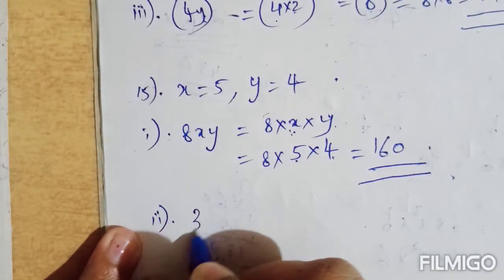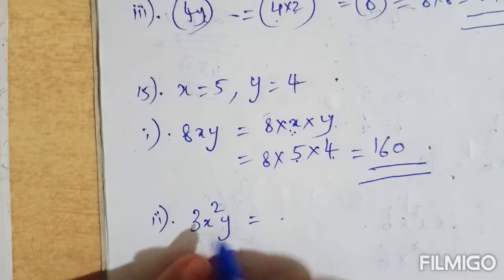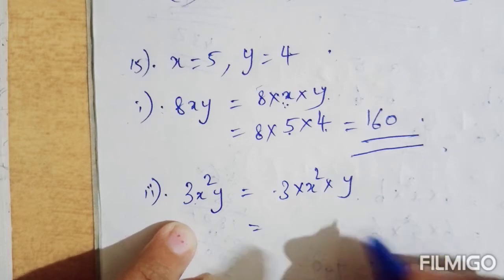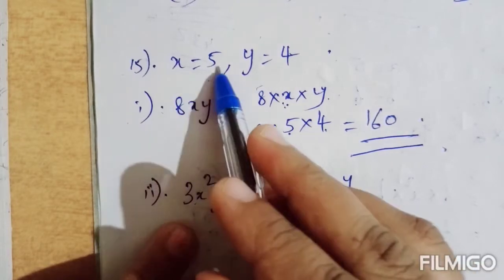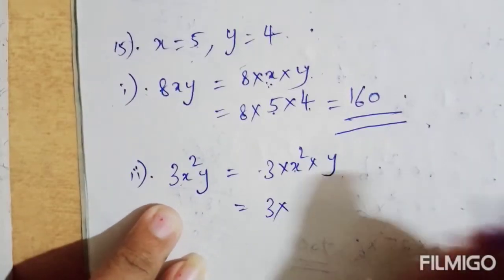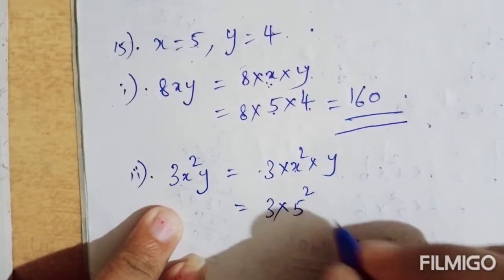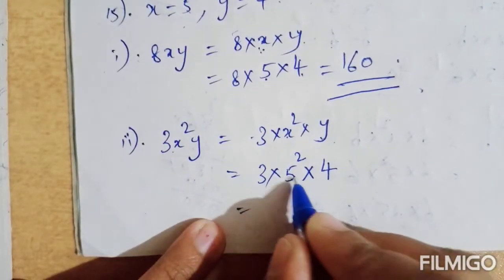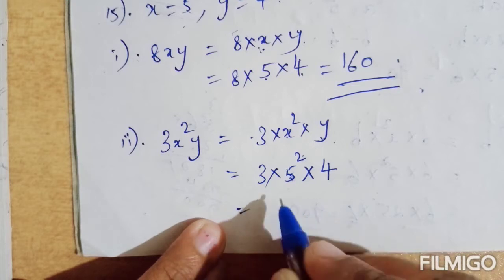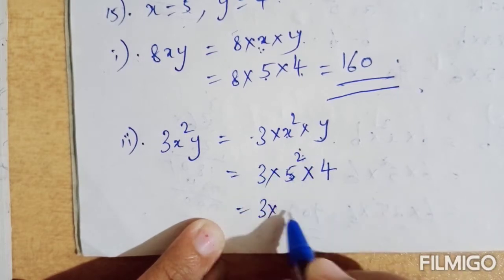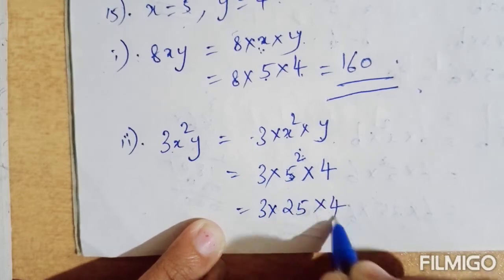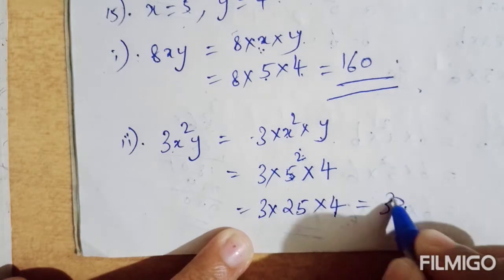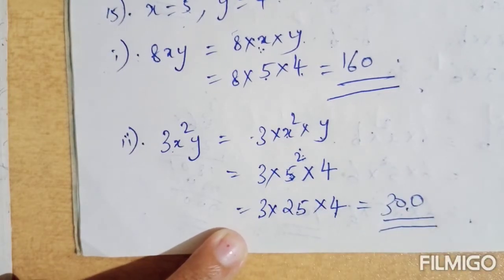Second one, 3x square y. That means 3 into x square into y. The x value is given 5 and the y value is 4, so you can give those values here. X square will be 5 square into y, which is 4. First you have to find the square of 5. 3 into 25 into 4. 25 into 4 is 100, and 100 into 3 gives 300. 300 will be the answer.